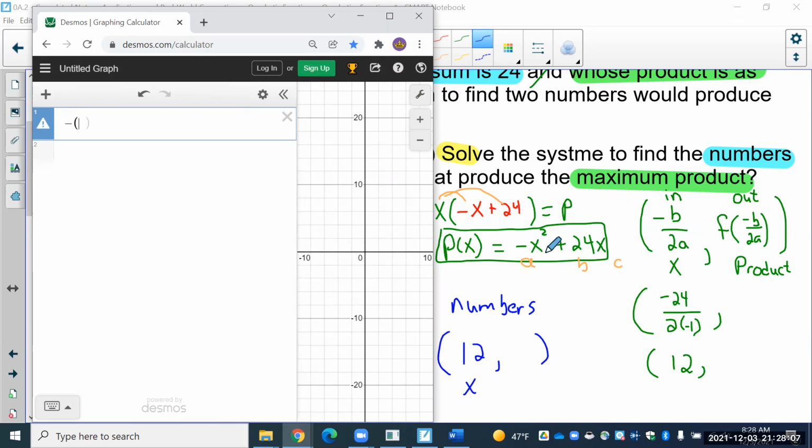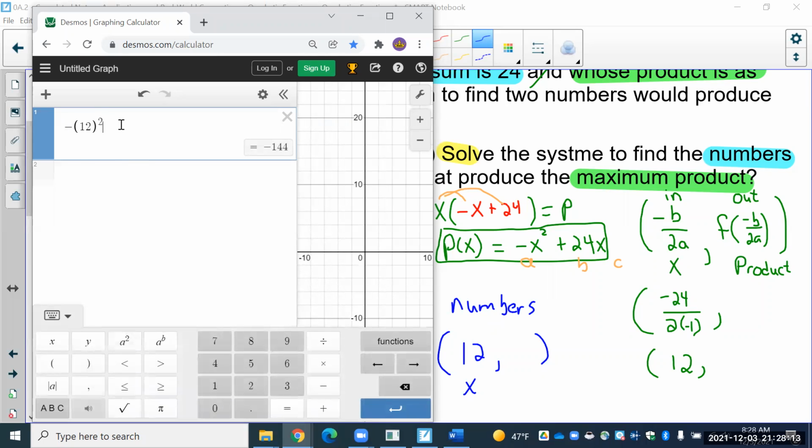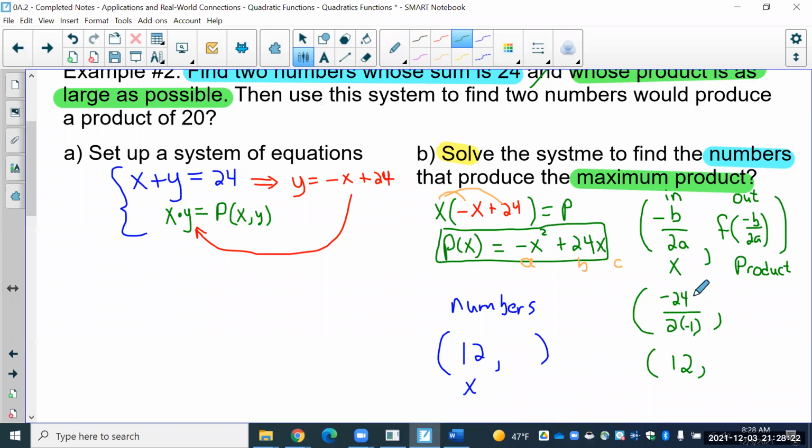So we have negative x squared, and here we're going to put a 12. We're going to put a square here. You can either hit the caret button or you can use this. And then you're going to say plus 24 times 12. And that number, 144, right? So just a reminder how I got that by plugging it into here. And then it gave me the answer 144 in Desmos.